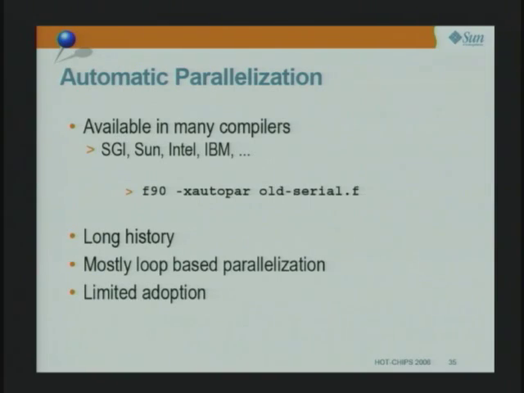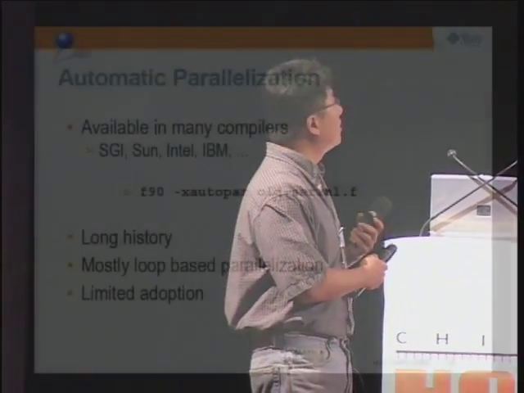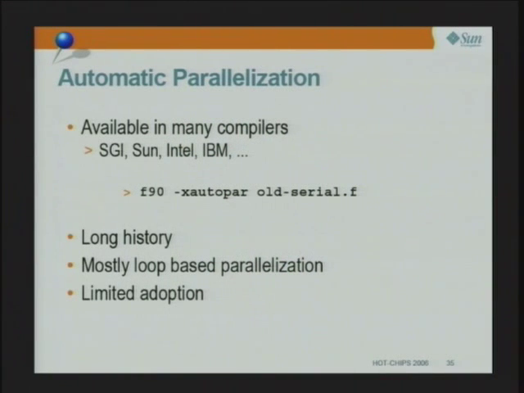The first one is automatic parallelization. It has a long history. It's available in compilers. The idea is you write a sequential program, and the compiler will figure out the concurrency and do smart things for you. It's available in SGI, Sun, IBM, Intel compilers. Here I just use a Sun compiler, Fortran 90. You give this specification, the flag, say -xautopar, and the compiler goes and figures that out. Long history, mostly loop-based, limited in scope of success. I'm not very optimistic about this right now, but people are still pushing it. We hope that one day there will be a breakthrough.